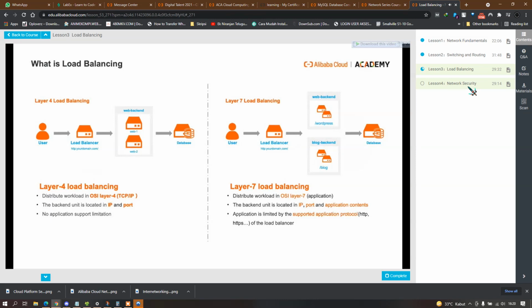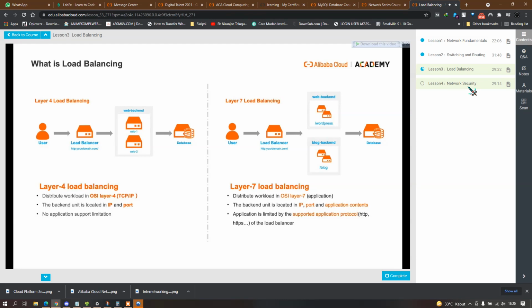Okay. So when we are talking about load balancing, there are two kinds of load balancing services that we should know. They are layer 4 load balancing and layer 7 load balancing. Here is the comparison for both of these two kinds of load balancing service. Here we can see the layer 4 load balancing first. Layer 4 load balancing distributes workload in OSI layer 4, which means it's the TCP/IP layer. But layer 7 distributes the workload in OSI layer 7, which is the application layer. So this is the difference.